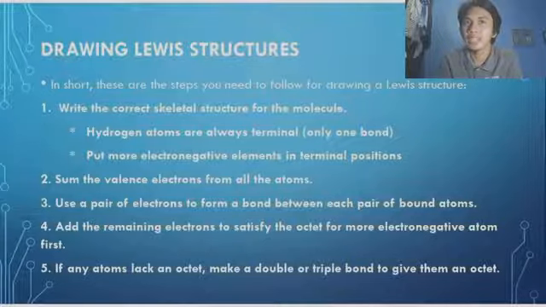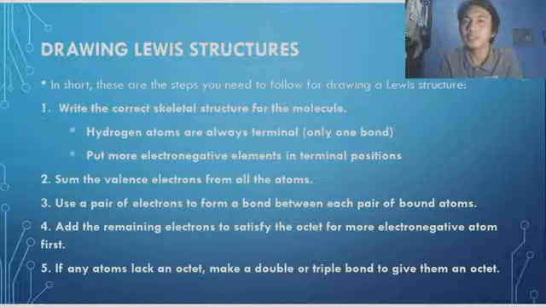And the third step, use a pair of electrons to form a bond between each pair of bonded atoms. You need 1 electron from one atom and 1 electron from the other atom to be bonded all together, to be paired. And the fourth step, add the remaining electrons to satisfy the octet.